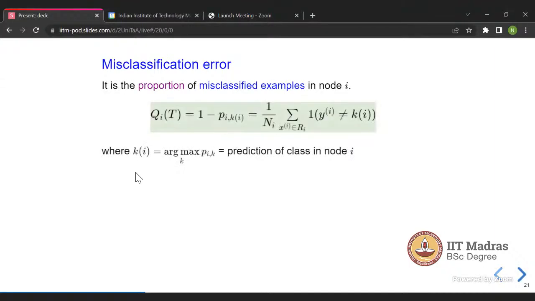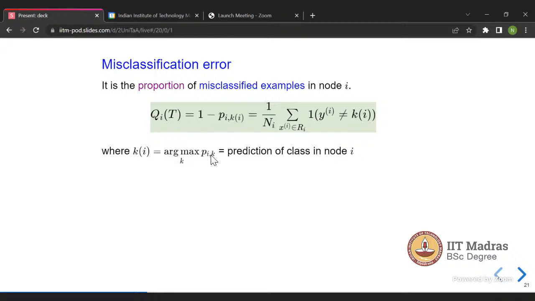This is the notion we will use for defining our different measures. One of the measures is misclassification error. As the name suggests, misclassification error is the proportion of misclassified examples. This is how we make predictions in the leaf nodes. In a classification problem, remember, in a particular node, we will predict the majority class.